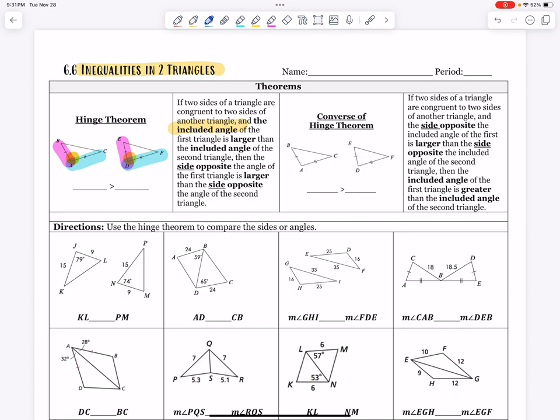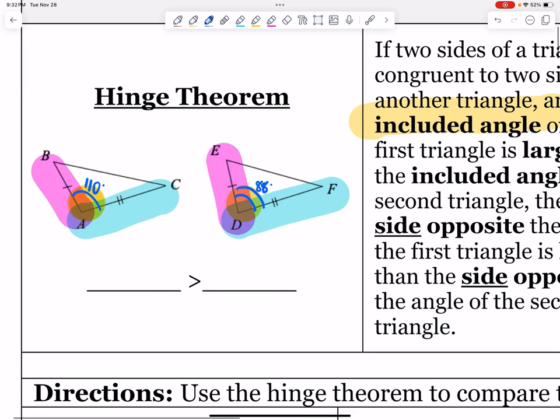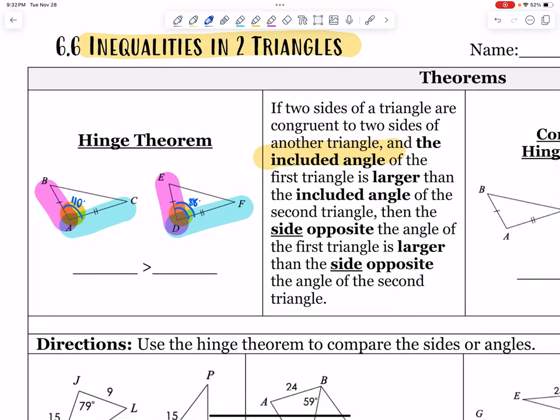So the way I'm going to do that is I'm going to mark that these are different, and it says that it's larger. So let's go ahead and just assign a numeric value just to show you this. This looks like it might be about 110 degrees, whereas this looks a little bit closer to like maybe 88. I'm just putting random numbers on there. So 110 is greater than 88.